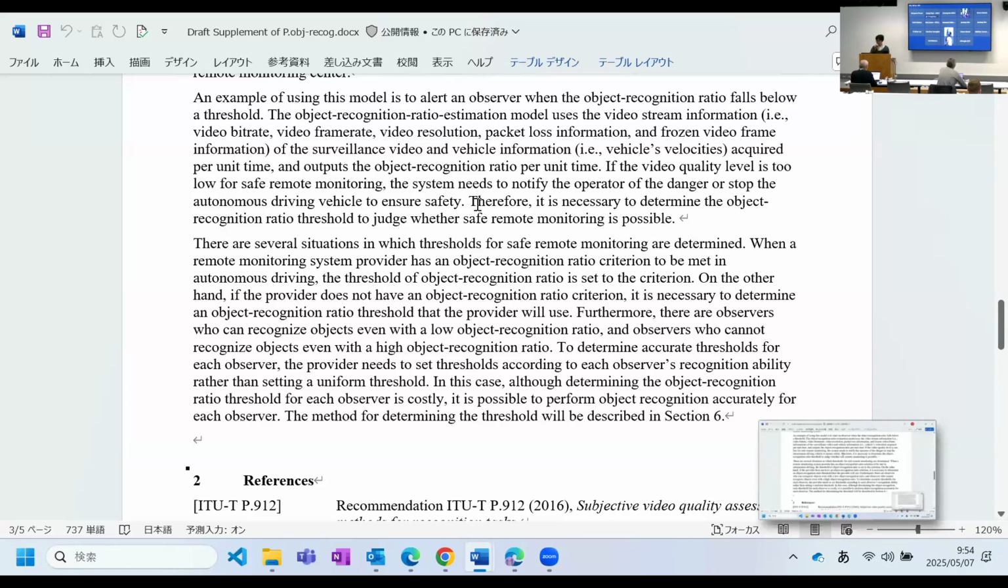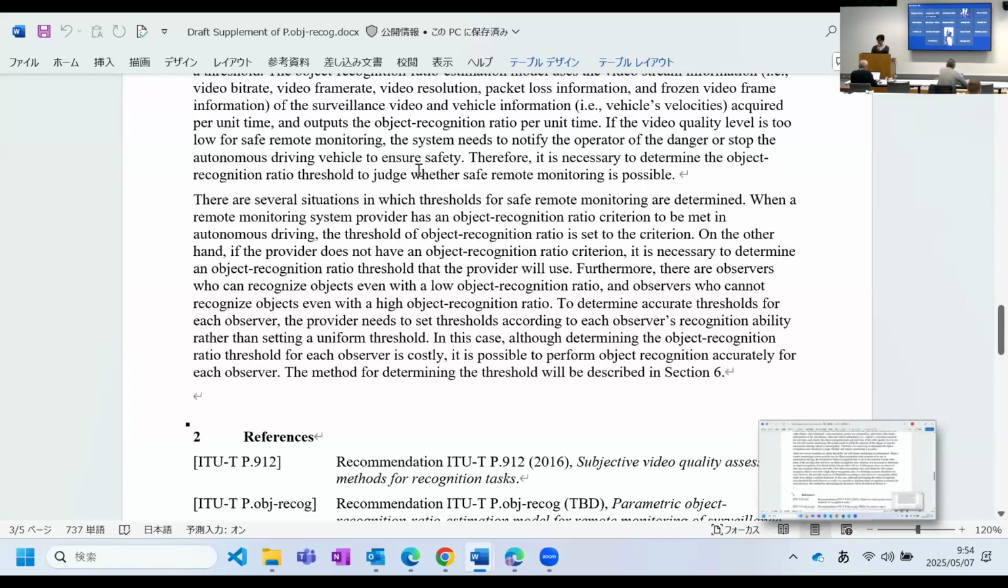In addition, the object recognition ratio estimation model provides the average object recognition ratio of observers. Therefore, there are observers who can recognize objects even in low object recognition ratio videos, or observers who cannot recognize objects even in high object recognition ratio videos. Therefore, to determine an accurate threshold for each observer, the provider needs to set the threshold according to each observer's recognition ability rather than setting a uniform threshold. Of course, determining the threshold for each observer is costly, but it makes accurate object recognition possible for each observer.